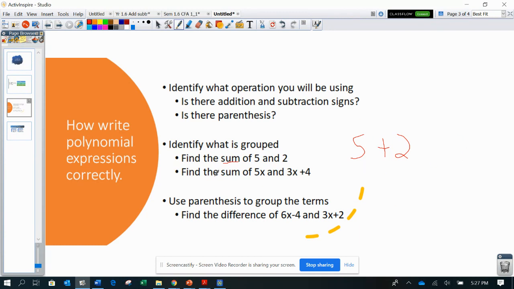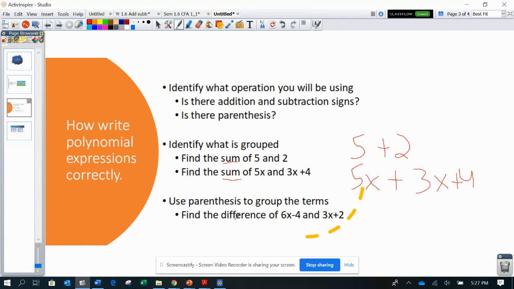What about if we say find the sum of 5x and 3x plus 4? Well, what is being grouped together? This "and" helps us know where we're going to put this operation sign. And if it's sum, we know it to be addition. So we have 5x, and then we know we're going to put that addition sign, and we know it's addition because it said sum. And then we have the next term, or terms, in this case, our binomial, 3x plus 4. Now with addition, it doesn't matter if we use parentheses. So we're not going to make a mistake here.